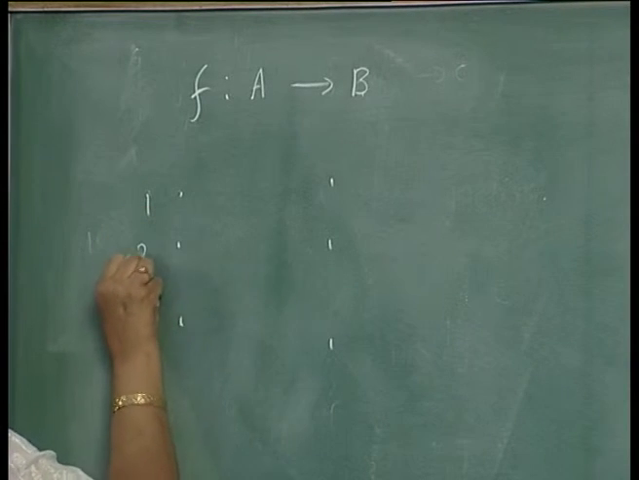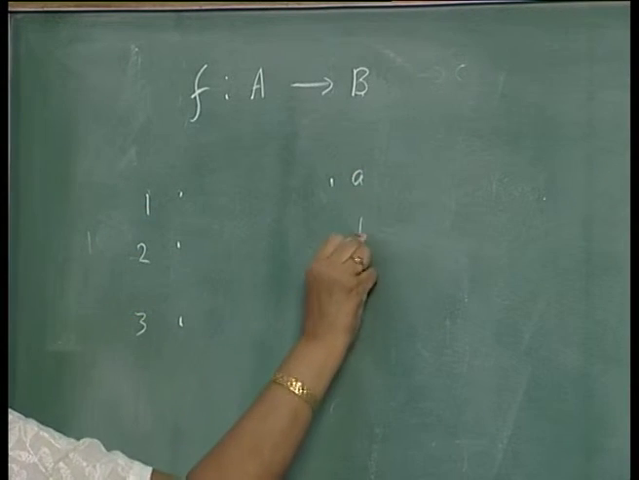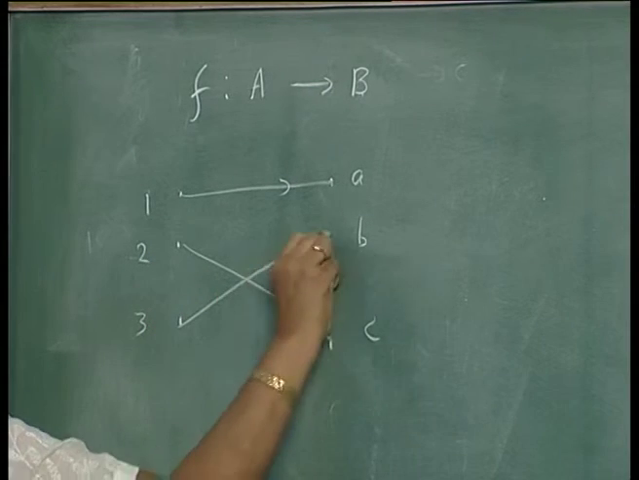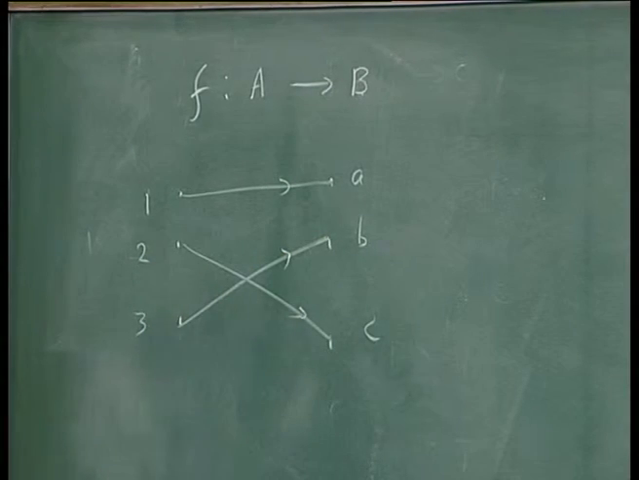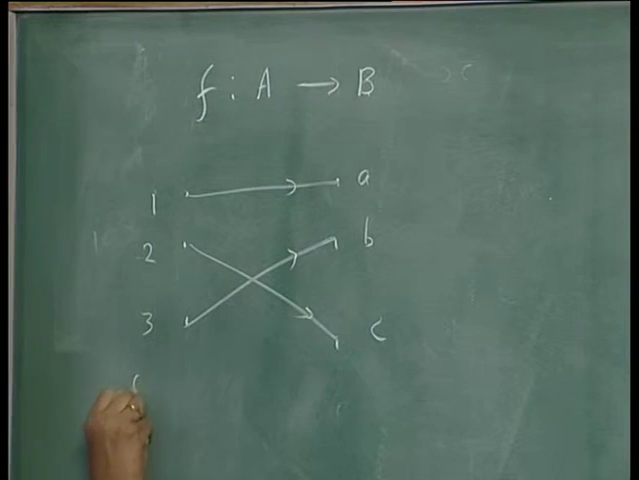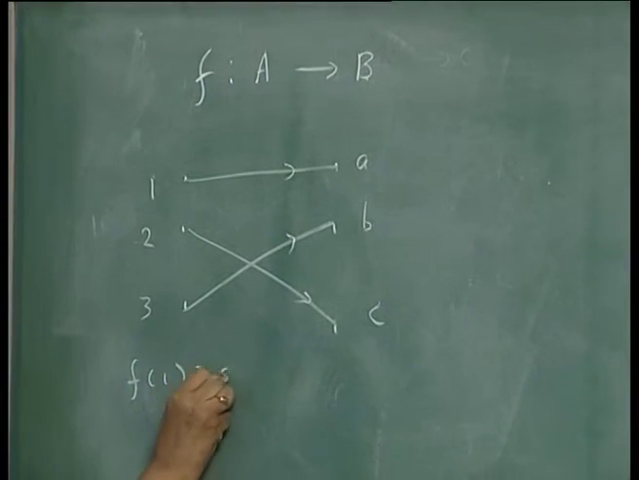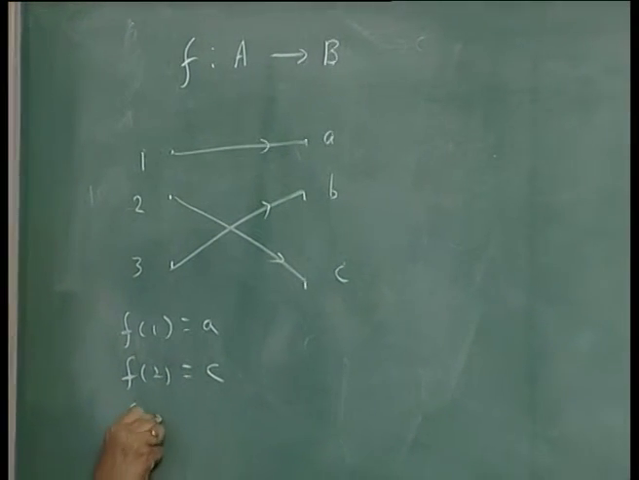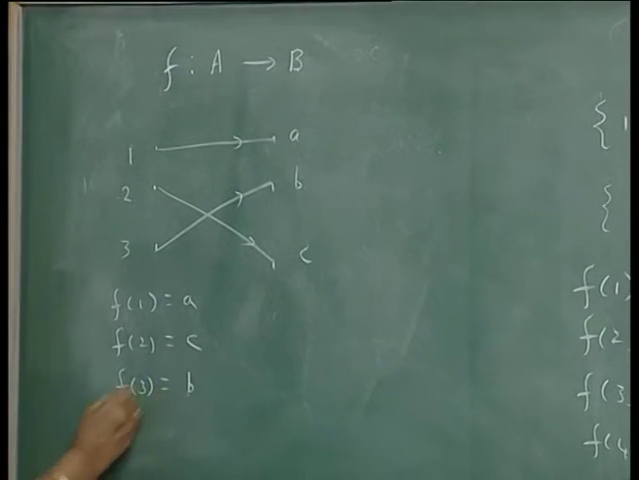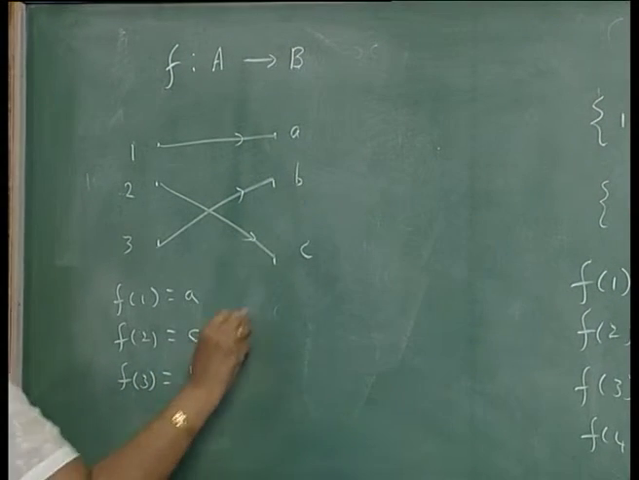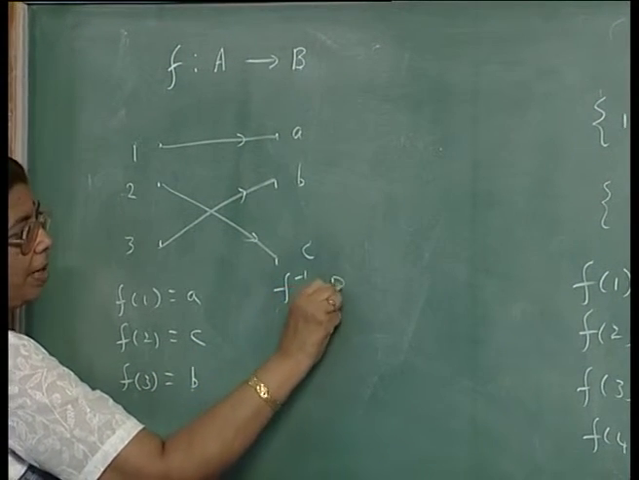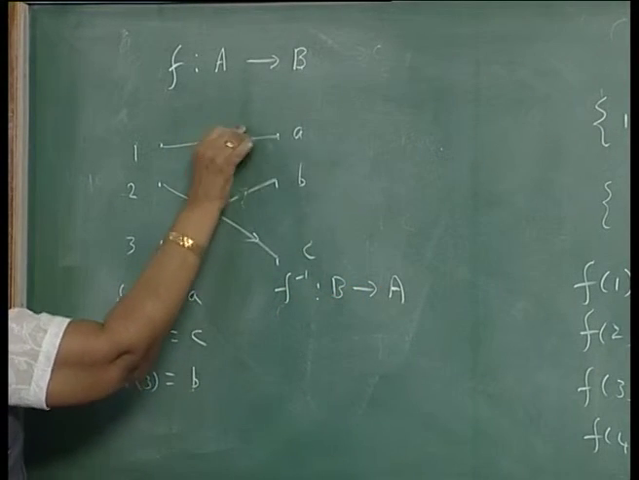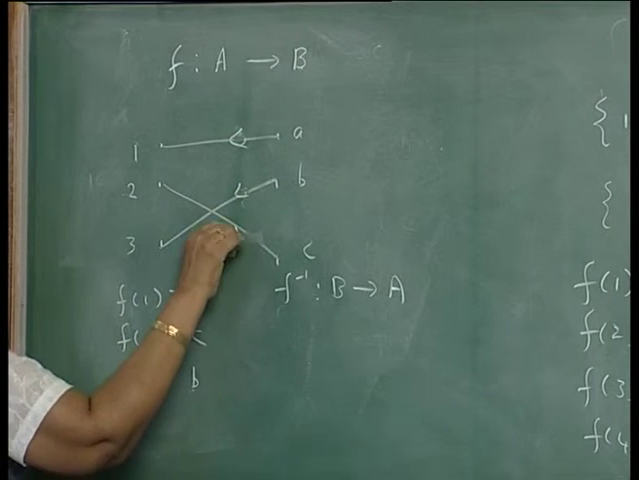Say 1, 2, 3, A, B, C, you have a bijective function. 2 is mapped down to C, 3 is mapped down to B. So, you say f of 1 is equal to A, f of 2 is equal to C, f of 3 is equal to B. Then the inverse mapping f inverse is from B to A. It is a converse relation, you have to change the direction of the arrows.